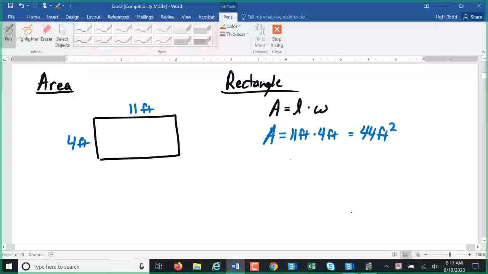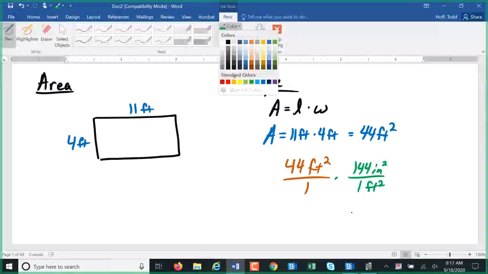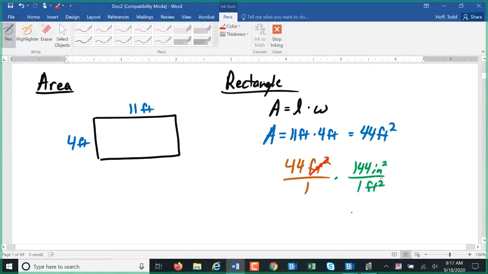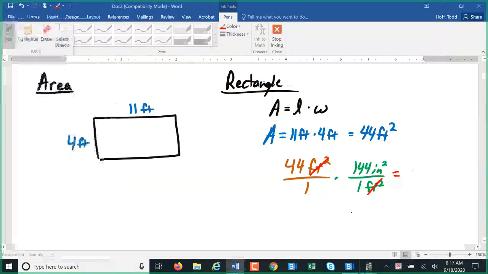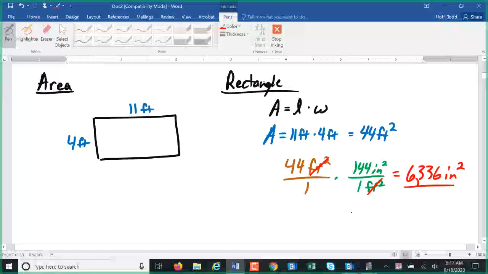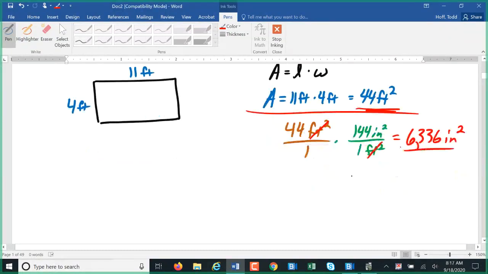If I wanted that in square inches, remember 1 square foot is 144 square inches. So that'd be 44 times 144, which is 6,336 square inches. Now, there's nothing there that I didn't tell you to find it in square inches. Once we got the 44 square feet, I just wanted to do a conversion to practice those conversions.